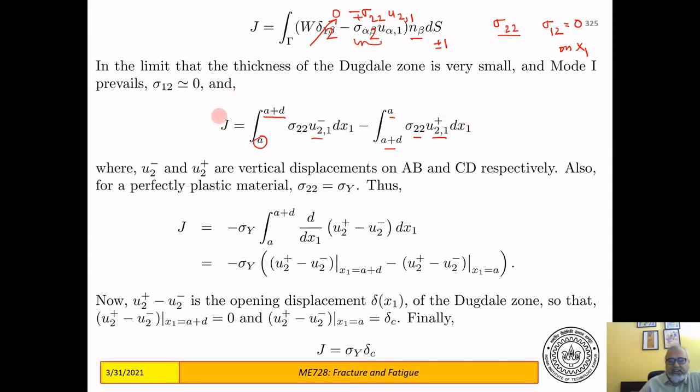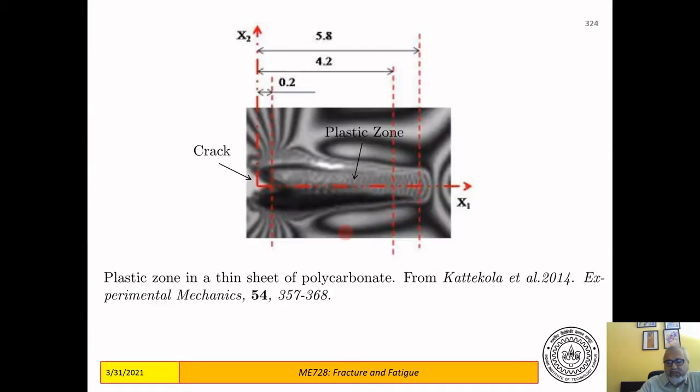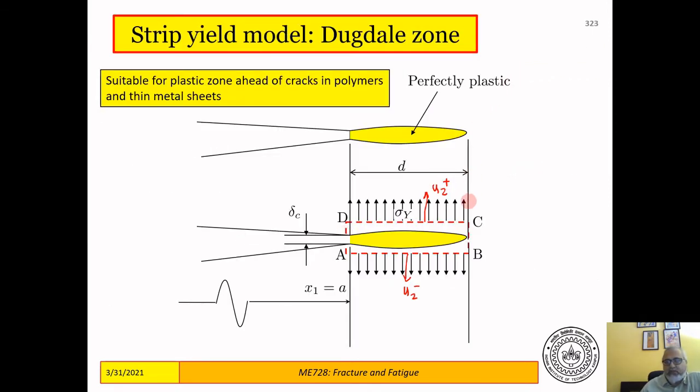So this is your J integral, and we know that in the Dugdale zone, sigma 22 is always equal to sigma y because the Dugdale zone has yielded, and so we can take sigma y outside, and then we are left with d/dx of (u2 plus minus u2 minus), dx1. So this is a total integral. If we integrate it, we get u2 plus minus u2 minus at a plus d, minus u2 plus minus u2 minus at a. Now this is equal to 0 because the displacements are 0 at the tip of the Dugdale zone.